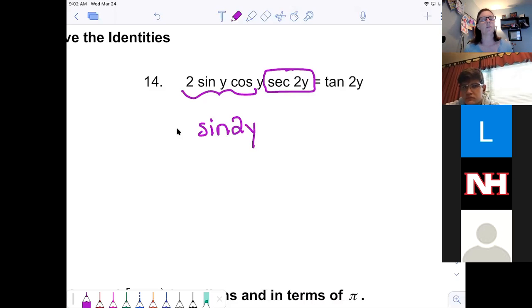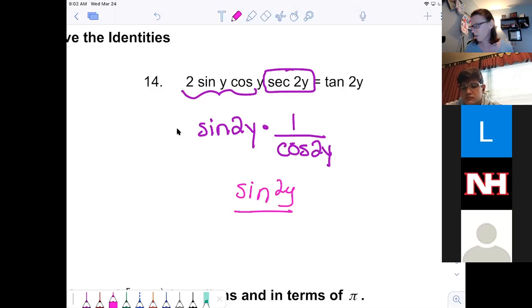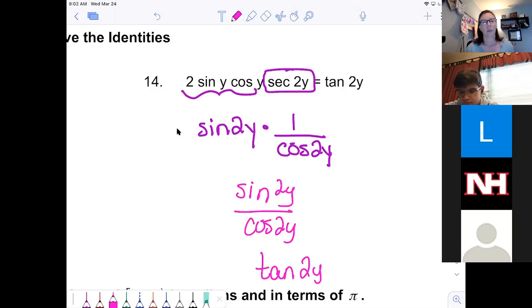Now let's think about that secant of 2y. Joe, what is another way of thinking about the secant of 2y? 1 over cosine 2y. Yeah, the reciprocal of secant is 1 over the cosine. And now we have sine 2y over cosine 2y, which is the tangent of a double angle. So recognizing that first piece is really the formula for the sine of 2y, and it condenses into that notation, sine 2y. Questions on 14?